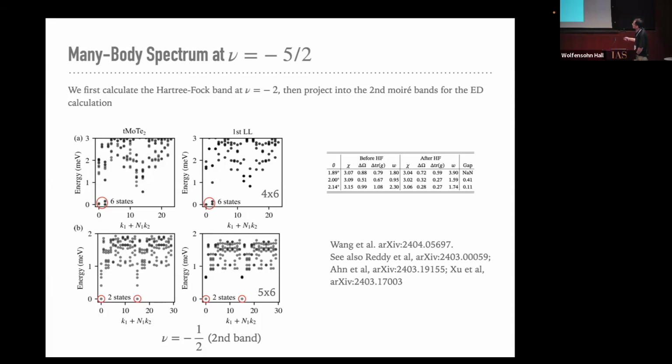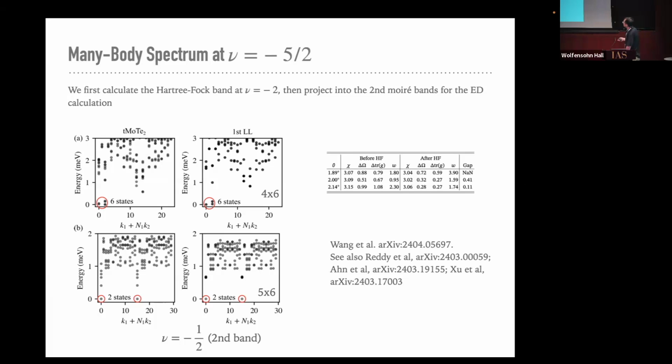We look at the many-body spectrum for both the 4x6 and the 5x6 lattice sizes. Shown here is the Landau level spectrum, and shown here is the ED spectrum from these moiré minibands. You can see that they are very similar to each other. So we would say that it is a possibility that a non-abelian state could be realized.